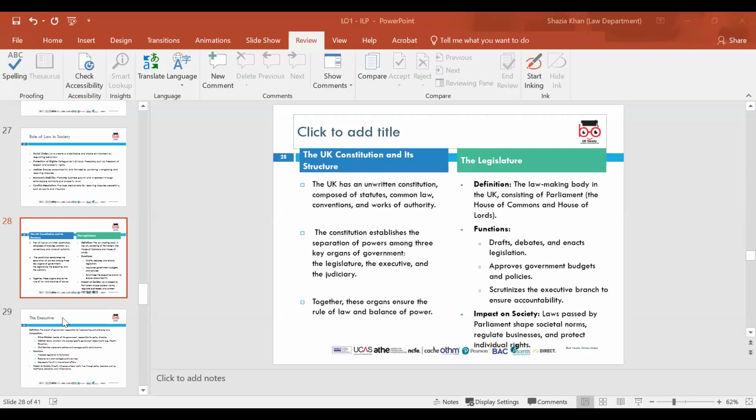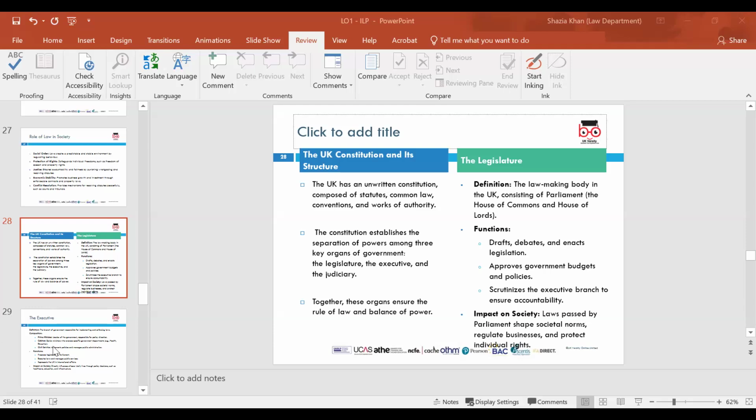So going back to what we worked on a little bit earlier about the executive and the legislature. The legislature of the UK is the lawmaking body in the UK, consisting, as I said, of Parliament, and it's the supreme legislative body for the UK and the one who makes the law. So the functions: it drafts, debates, approves, and its impact on society is that it tries to shape what society wants it to shape.